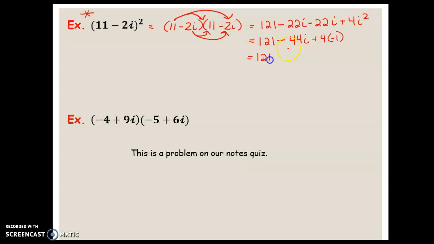So you end up with 121 minus 4. Those are the like terms there, which is 117 minus 44i.